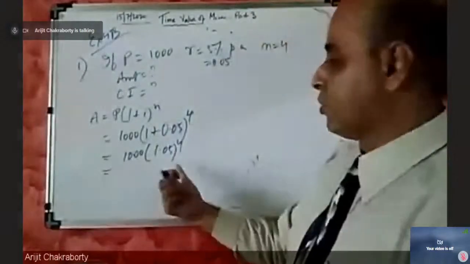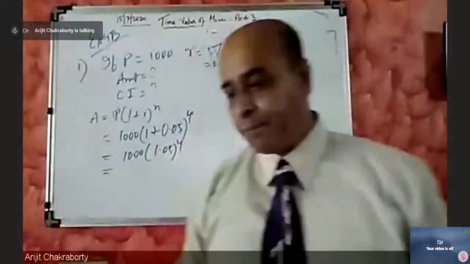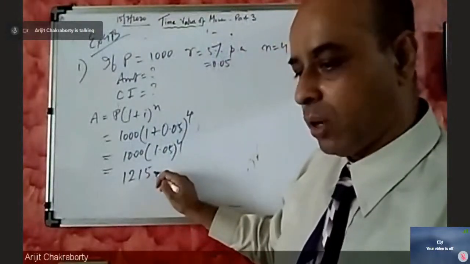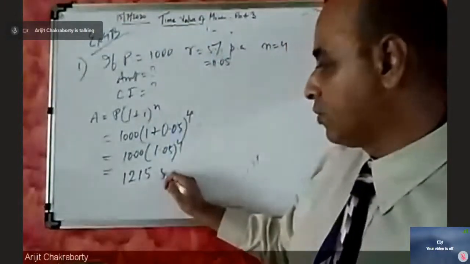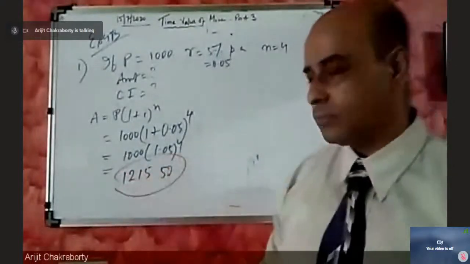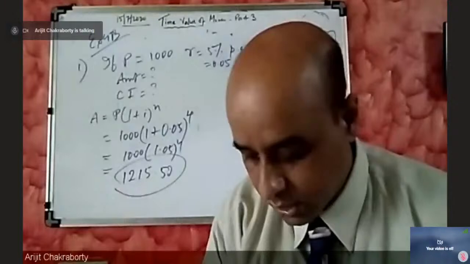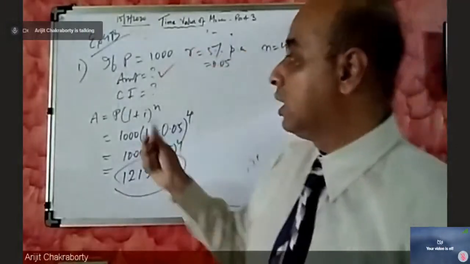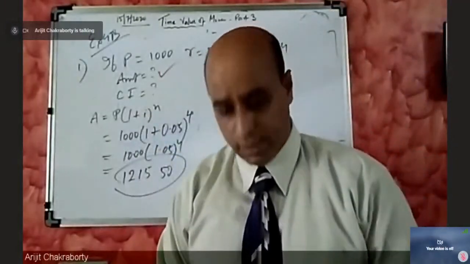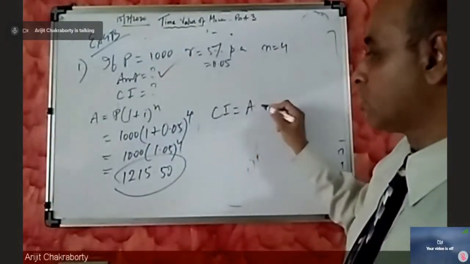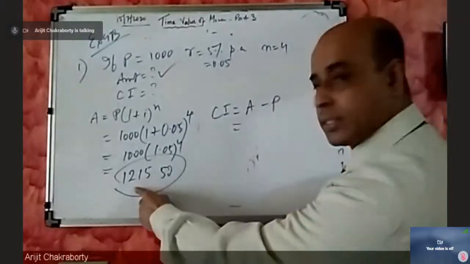If you calculate, the amount is coming to 1215.50. This is the amount. If this is the amount, we have got the first answer. So what is the compound interest? Compound interest is amount minus principal. Amount is this.